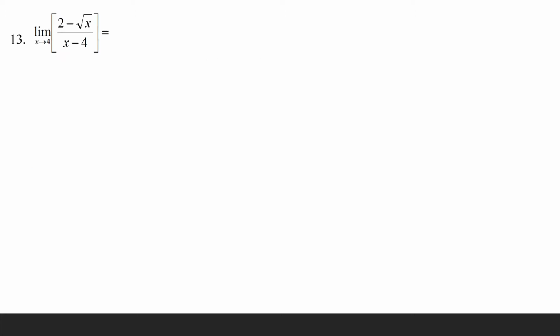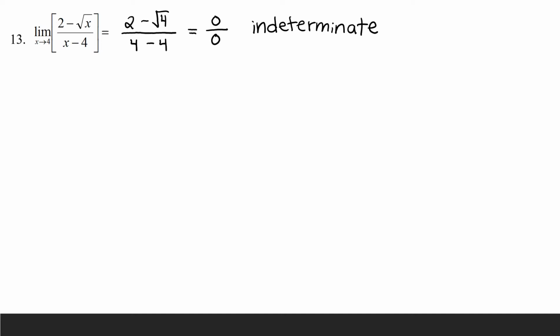We need to evaluate the limit as x approaches 4 of 2 minus the square root of x all over x minus 4. So let's try direct substitution first. So we have 2 minus the square root of 4 over 4 minus 4. So that's 2 minus 2, which is 0, over 4 minus 4, which is also 0. So this is indeterminate, and we must do more work.